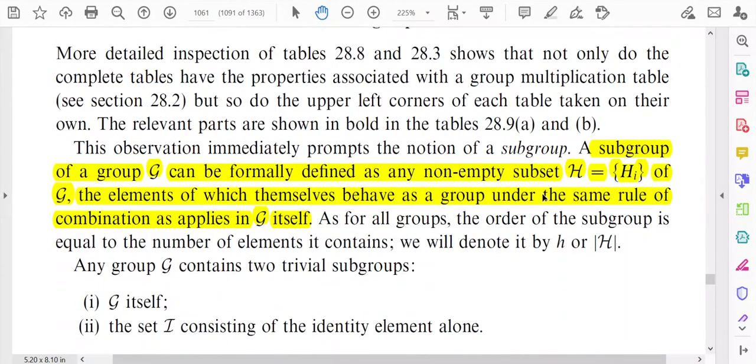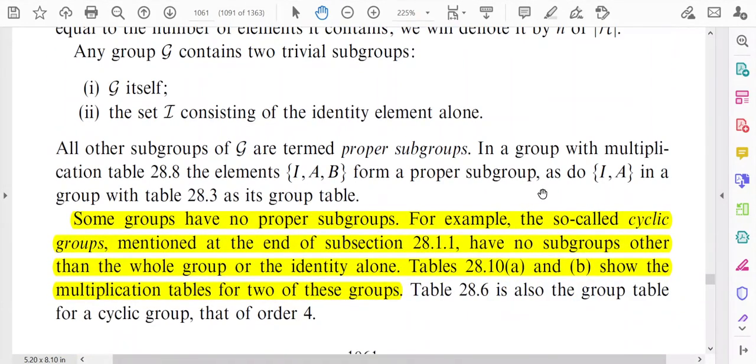But the point is that some groups have no proper subgroups. Here I have shown some examples of subgroups, that is, a bigger group containing some subgroups. For example, I, A, B is a subgroup and I, A is a subgroup. But some groups have no proper subgroups. For example, the so-called cyclic groups, which were mentioned in my earlier lectures, have no subgroups other than the whole group or the identity alone.